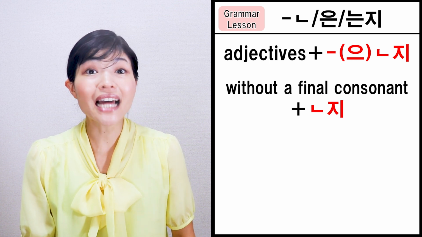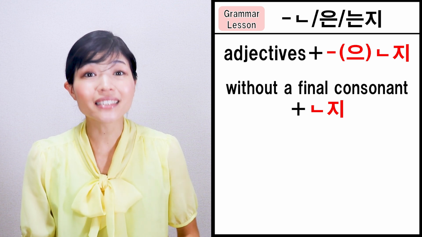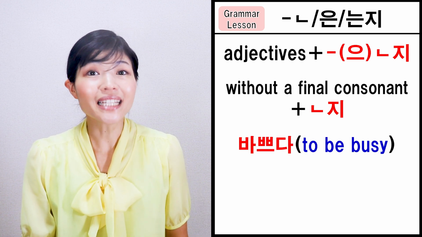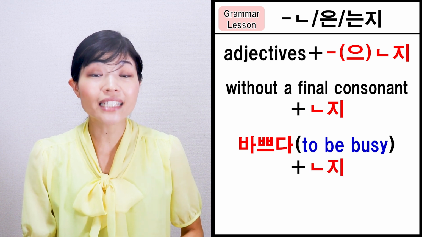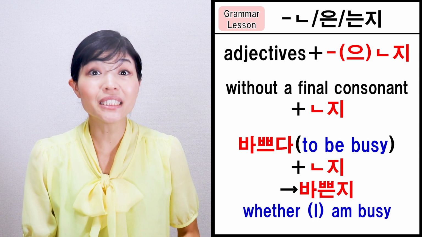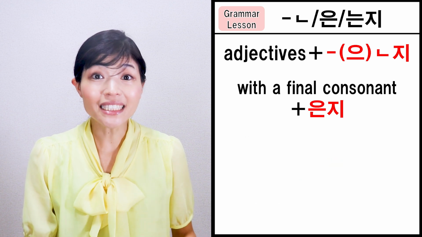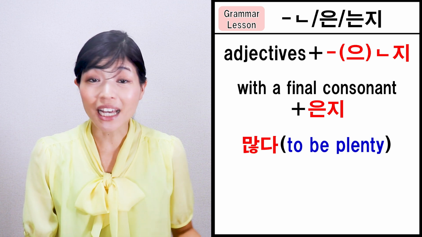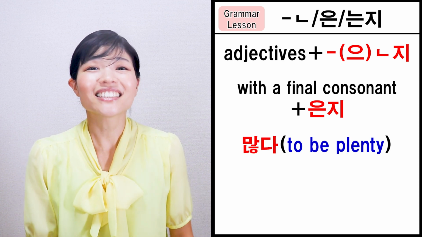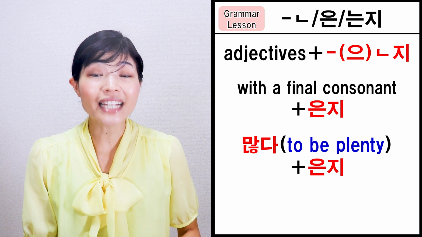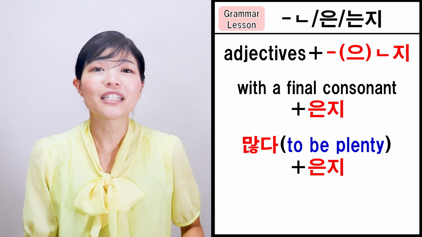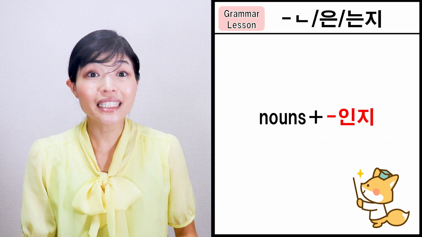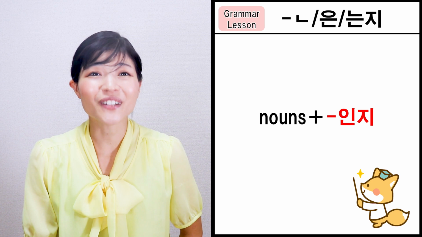If an adjective does not have a final consonant, you attach ㄴ지 to the stem. For example, 바쁘다 to be busy does not have a final consonant, so you attach ㄴ지 to make 바쁜지, whether I am busy. If an adjective has a final consonant, you attach 은지 to the stem. For example, 많다 to be plenty has a final consonant, so you attach 은지 to the stem to make 많은지, whether it is plenty. For nouns, you attach 인지 regardless of a final consonant.